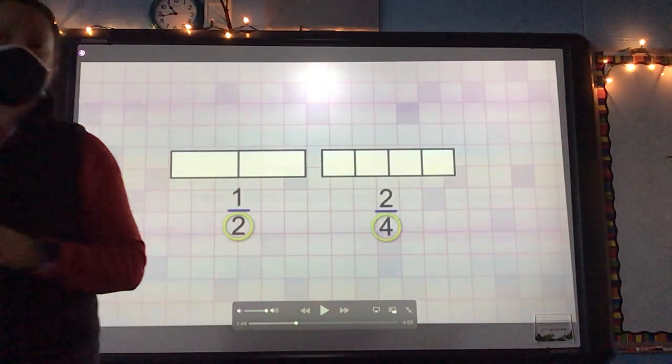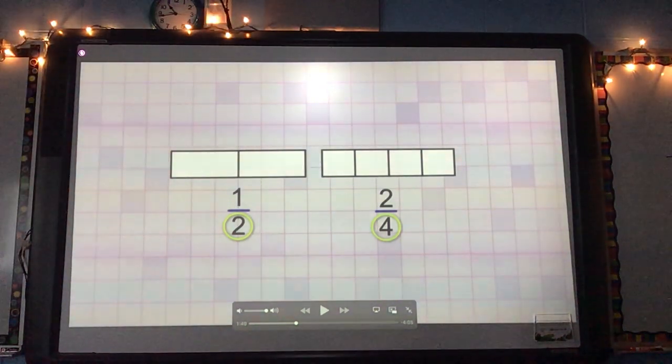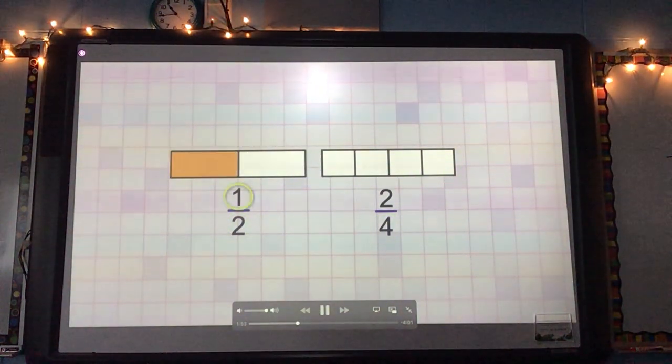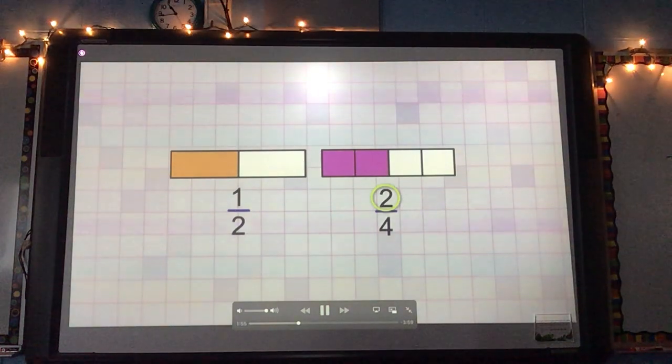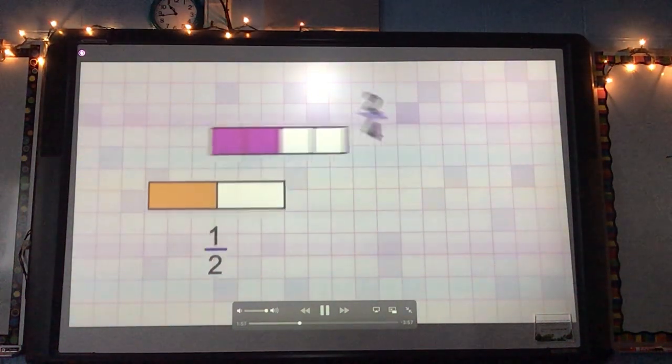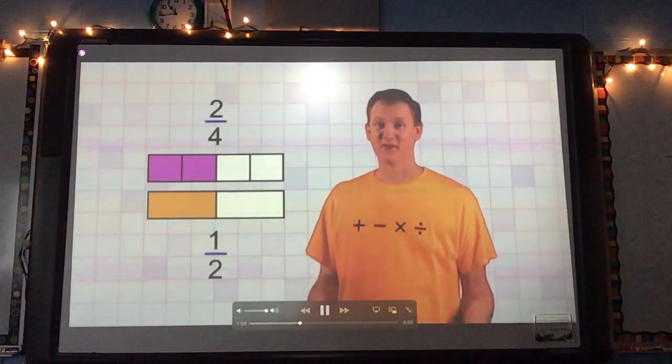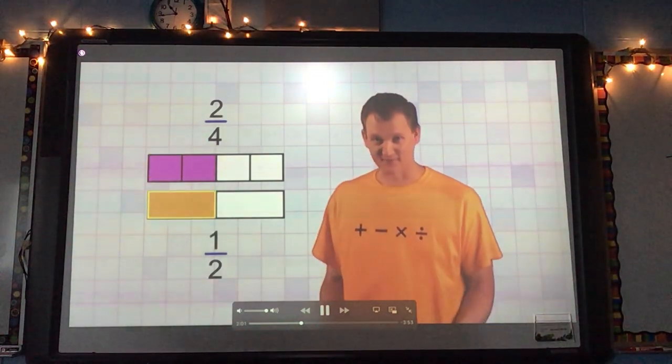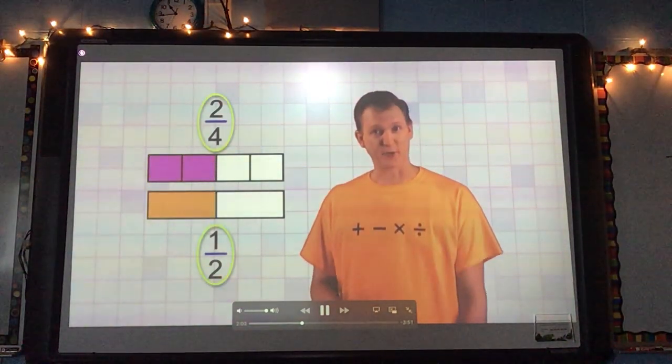Oh, I had a couple people say 2/4, and then I had a couple people say that they're equal. Next, we shade the parts of the rectangle according to our top numbers: 1 on this one and 2 on this one. Now, all we have to do is compare. Well, what do you know? The very same amount of each rectangle is shaded. That means these two fractions are equal.